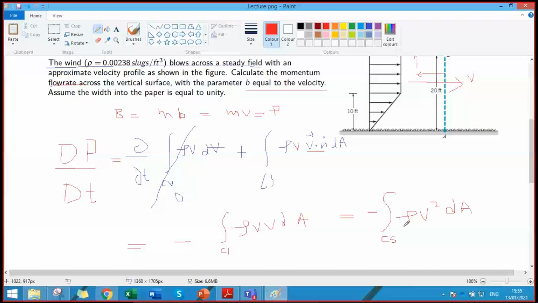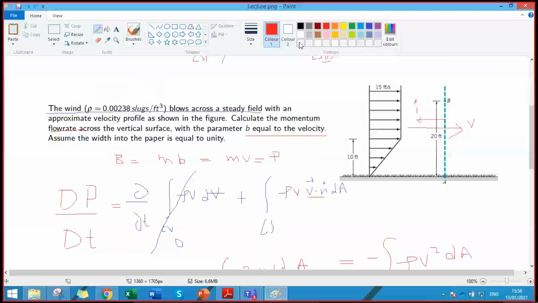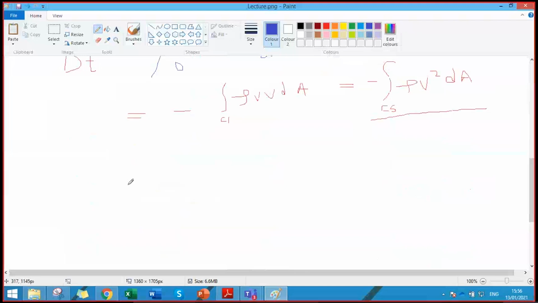Is it clear? Yes, sir. Clear. Now how to solve this integral? We know that velocity has two parts, from 0 to 10 feet and then 10 to 20 feet. So we need to know the velocity function in each region. We will break this integral into two parts, equal to minus rho, density is constant so I am taking it outside the integral. First part from 0 to 10 of v square dA, plus 10 to 20 of v square dA, right?